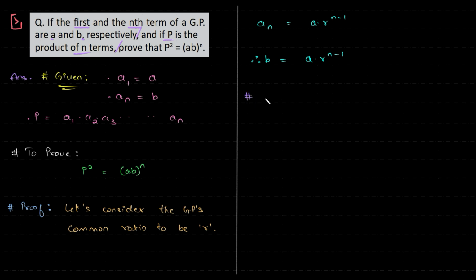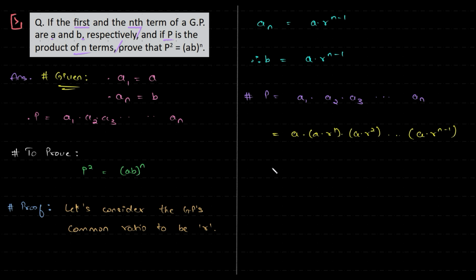So let's start off with writing P. P is equal to a1 into a2 into a3 till an. The first term is a, the second term is a into r to the power of 1, the third term is a into r squared, and so on. An is a into r to the power of n minus 1. All we are doing is substituting the formula over here.